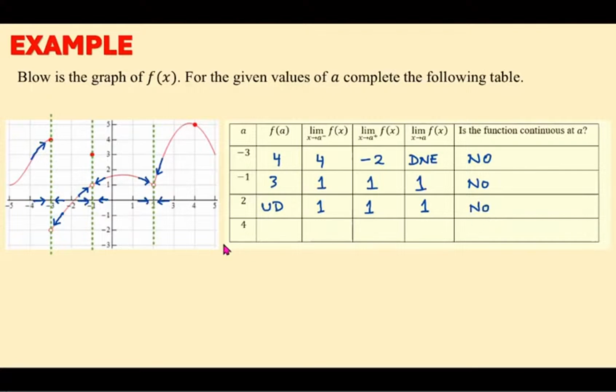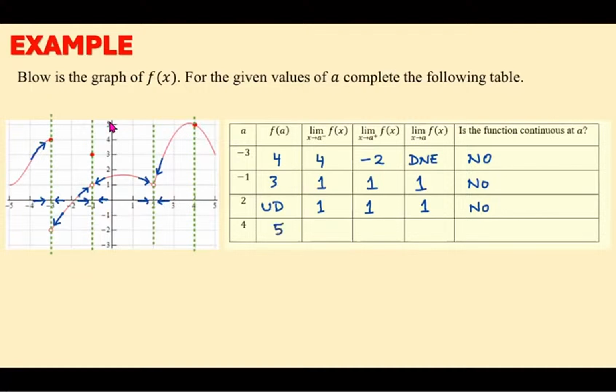Okay, let's go to the next one, the last point here. That is at x equal to 4. So at x equal to 4, let's see what happened. First, the value of the function at 4. At 4, here is a dot. That is the value of the function, whose corresponding value is 5.